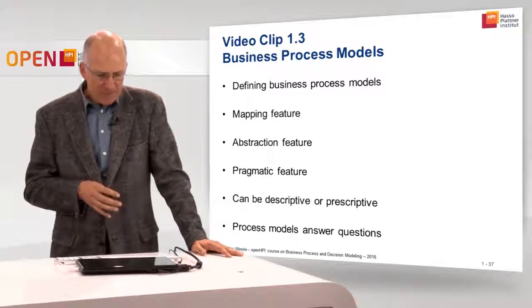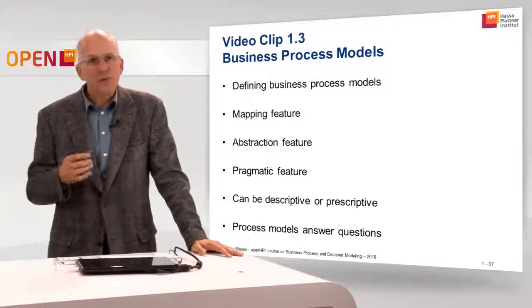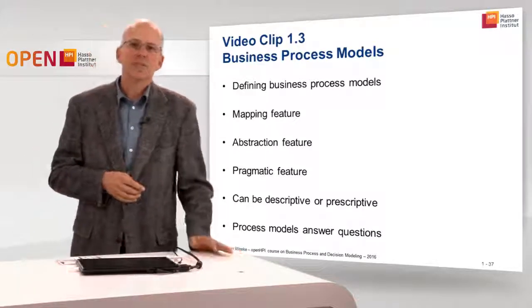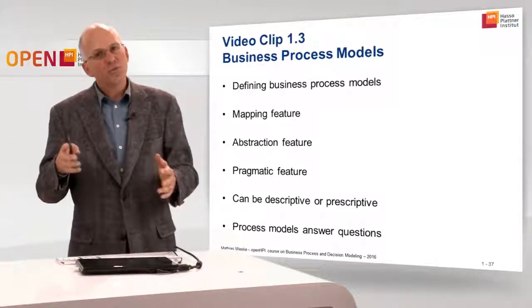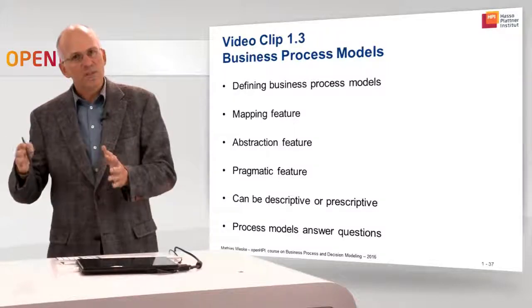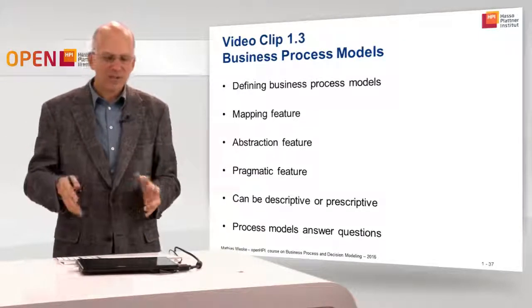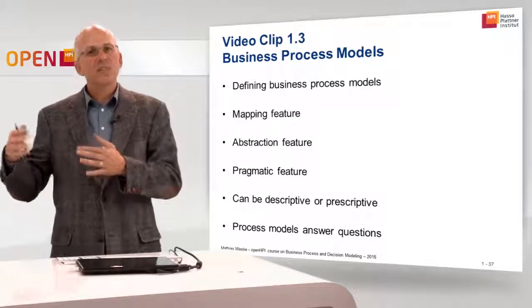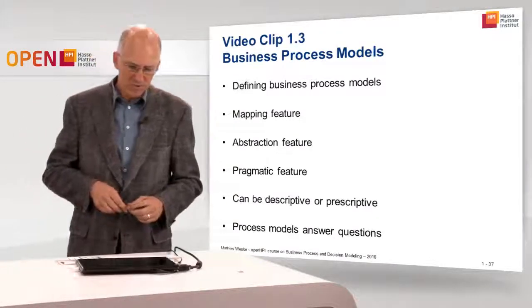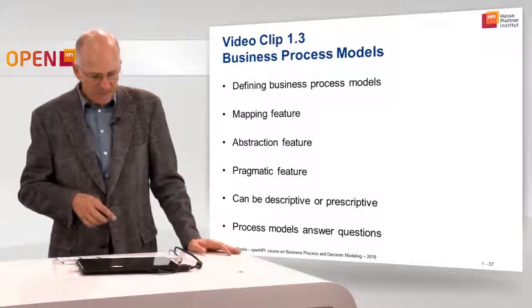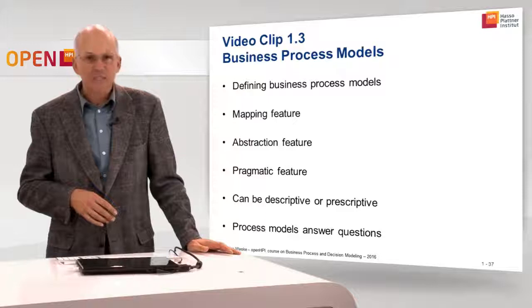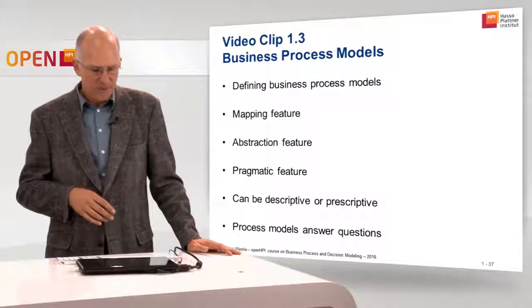Process models can be descriptive or prescriptive. In the early phases of projects, mostly descriptive. I describe how a process looks. Then I go to improvement. When I go to improvement, the process model changes character from a descriptive character to a more prescriptive character, since it prescribes how the process should run in the future. Why do we do process modeling? Because we like to answer questions, and this is how we concluded this video clip.